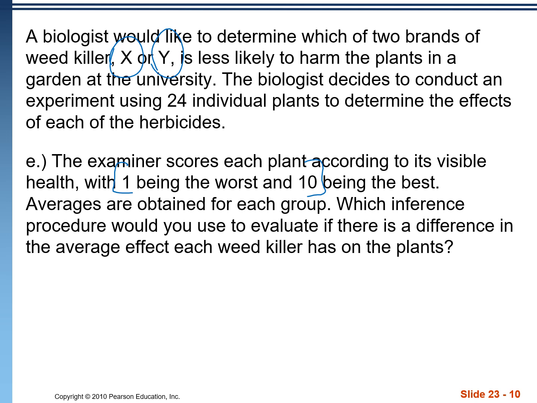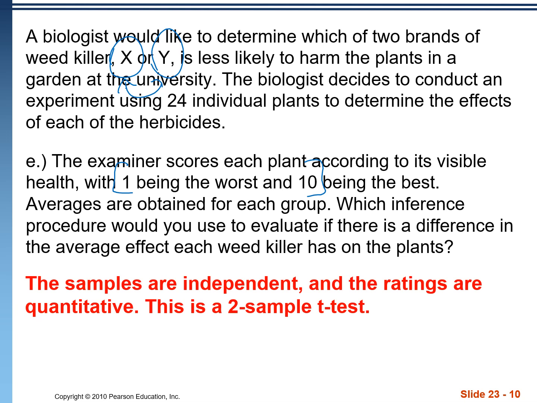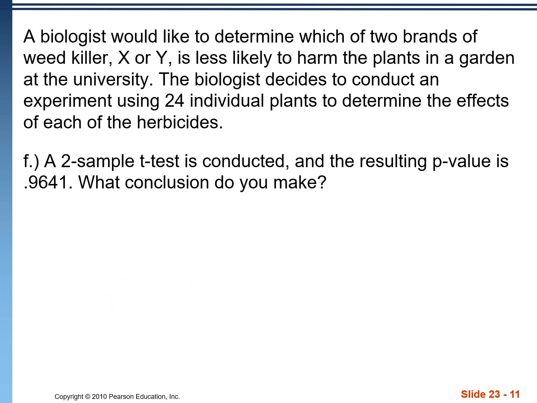So we're down to two things at this point. This is either a two-sample t-test or it's a paired data, matched pairs t-test. Okay, there's nothing linking these two groups. They're independent. So this is a two-sample t-test. A two-sample t-test is conducted. The resulting p-value is 0.9641.